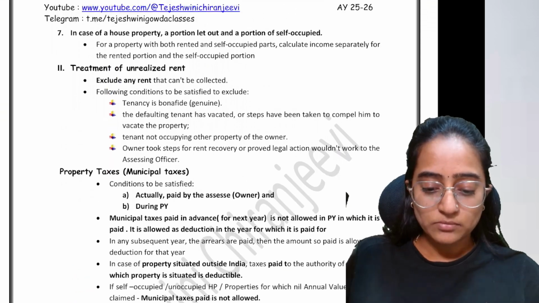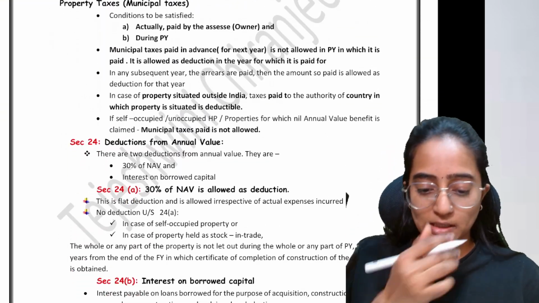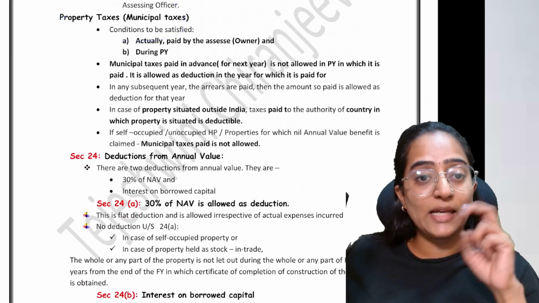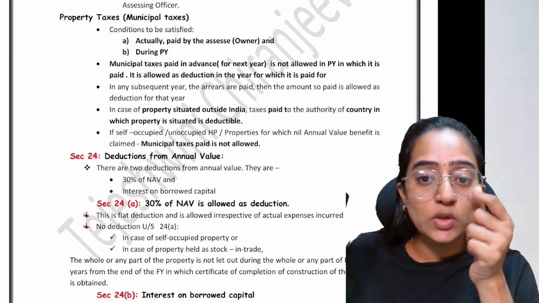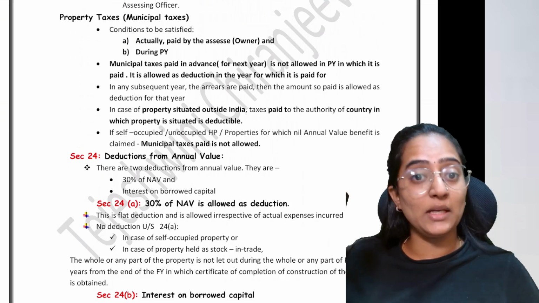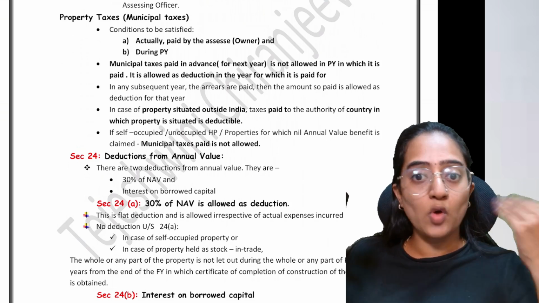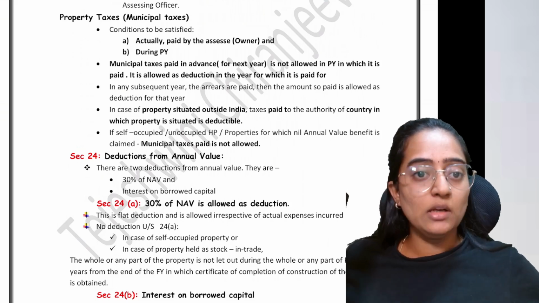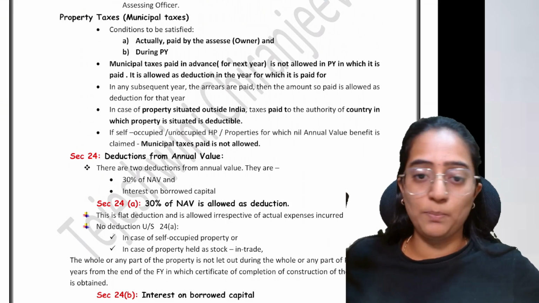Now, unrealized rent, we have seen here. Property taxes: remember, in case of municipal taxes, you have to satisfy two conditions. It should be actually paid. You should have actually paid the money. It is not that you have not paid, it is that you have paid. It must be actually paid by the owner and during the PY.